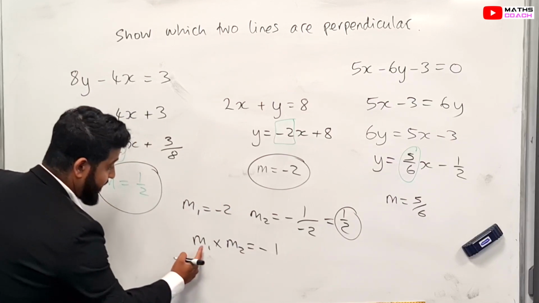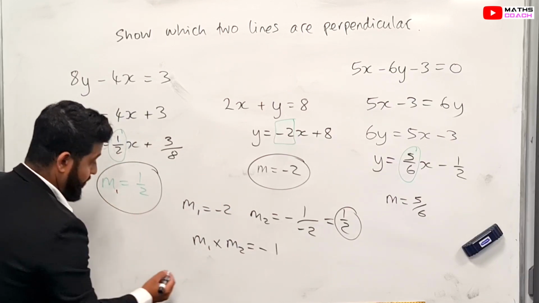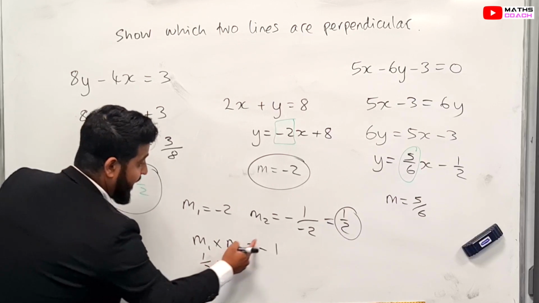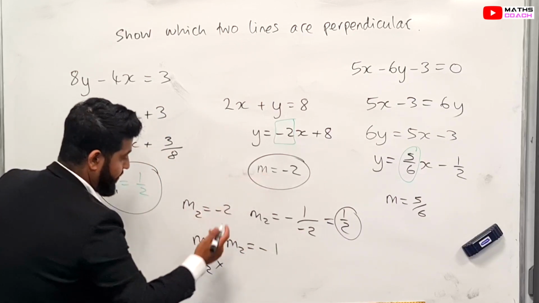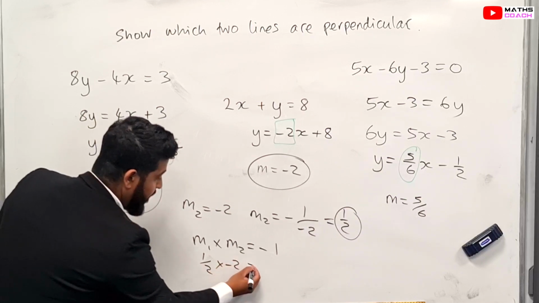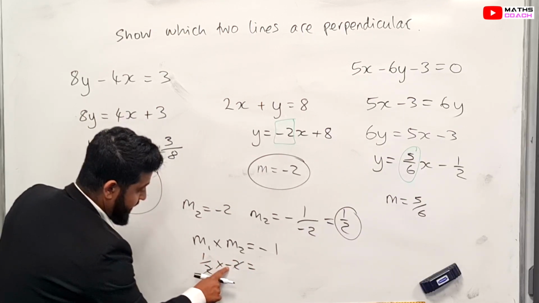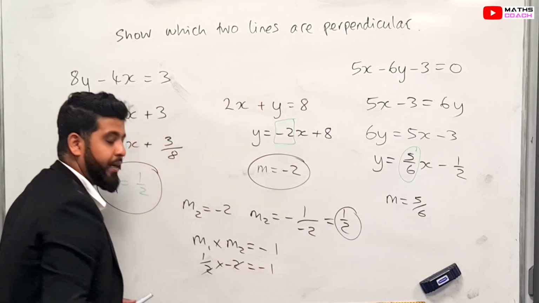So you could quickly try this. m1, let's say, is a half, times m2, which is this one. This should be m2, it's coming from there, remember? So minus 2. So therefore, look, 1 times the negative here just leaves us with minus 1.